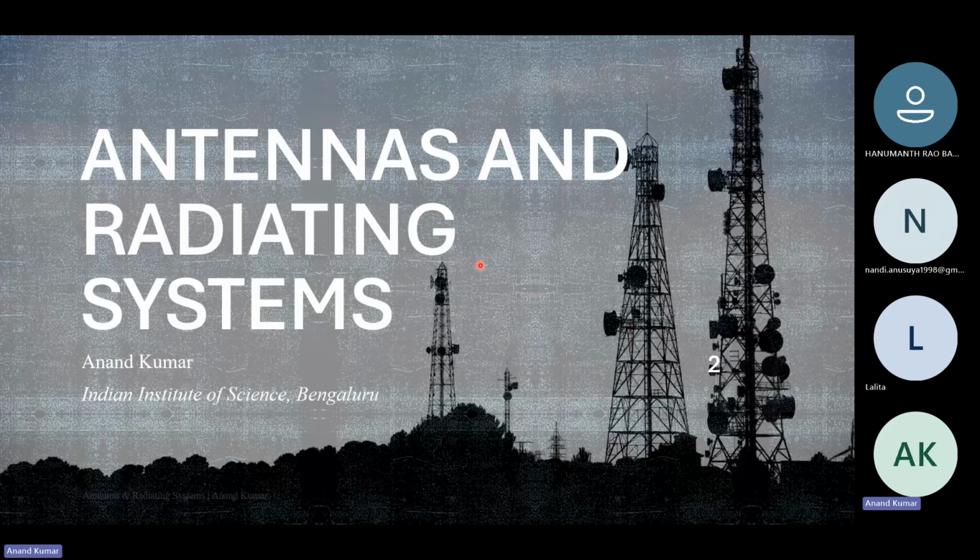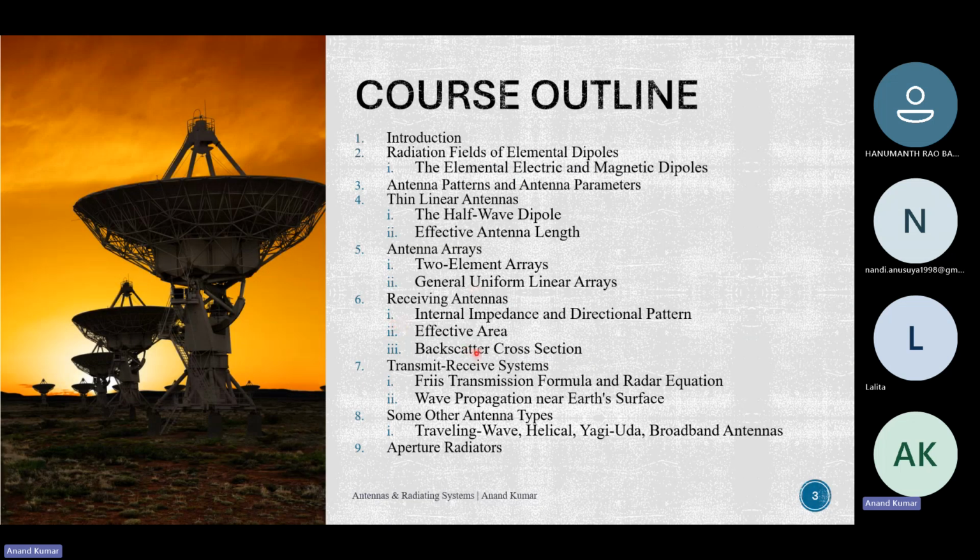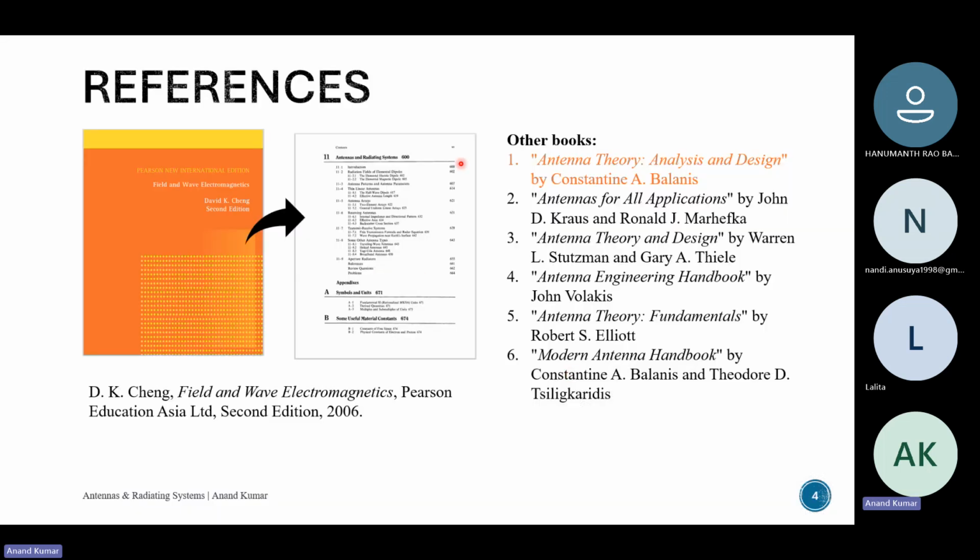We are halfway through our course on antennas and radiating systems. So we'll finish backscatter cross section, effective area and backscatter cross section today. In the next class, we'll start with transmit receive systems. We're following DK Cheng and we'll be doing some exercises, examples as well.